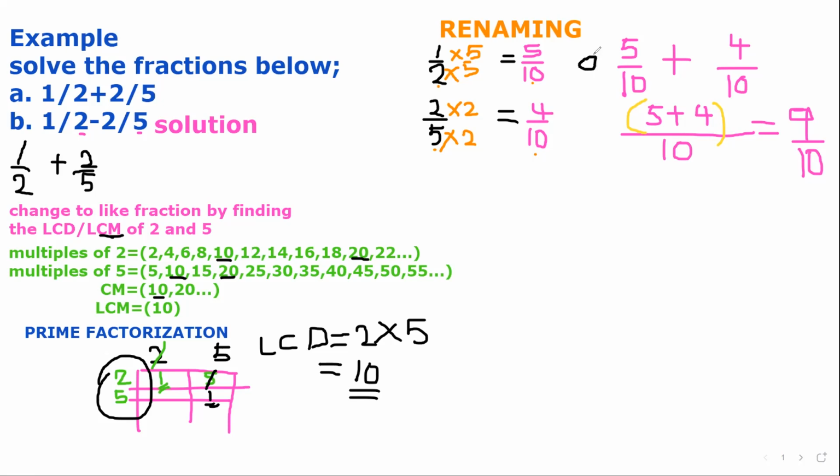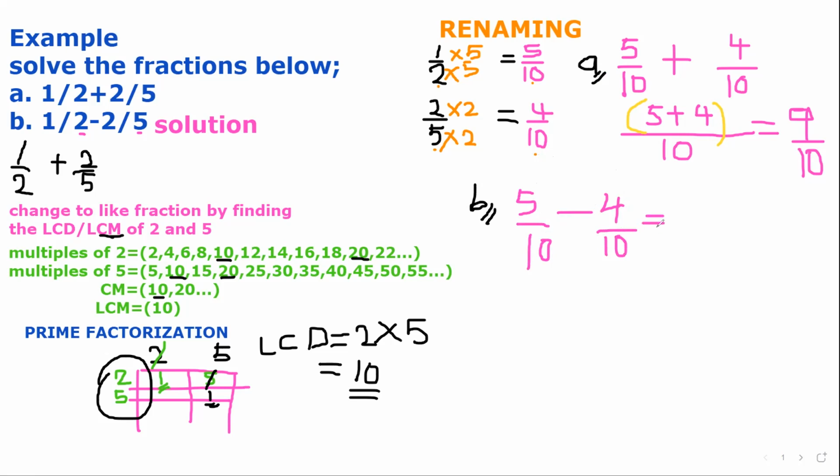Here is the A. The B will be what? It will be 5 over 10 minus 4 over 10. You can either do it in a vertical form or horizontal way.